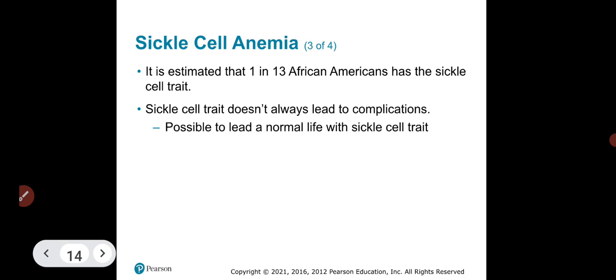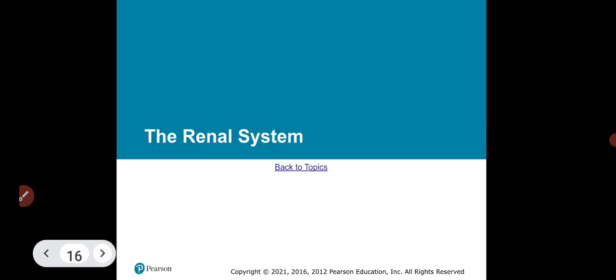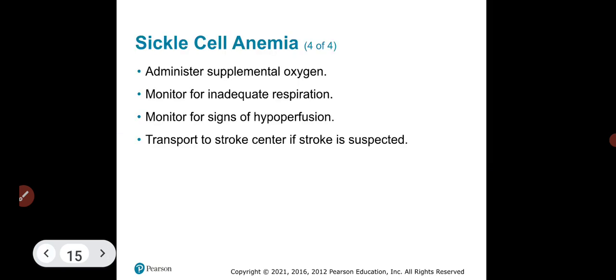It is estimated that 1 in 13 African Americans has the sickle cell trait. Sickle cell trait doesn't always lead to complications. Possible to lead a normal life with the sickle cell trait. Sickle cell anemia. Administer supplemental oxygen. Monitor for inadequate respirations. Monitor for signs of hypoperfusion. Transport to stroke center if stroke is suspected.